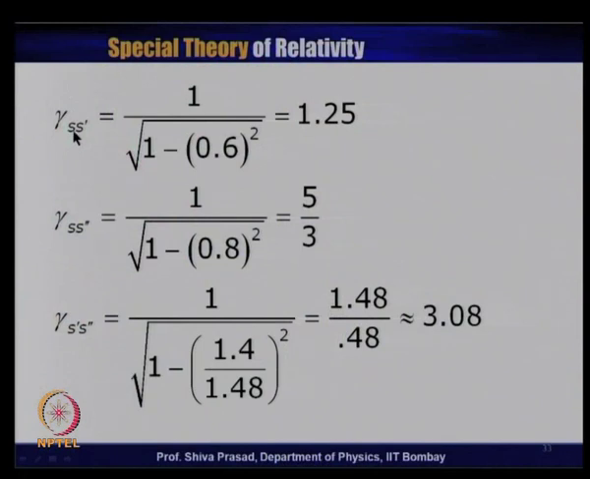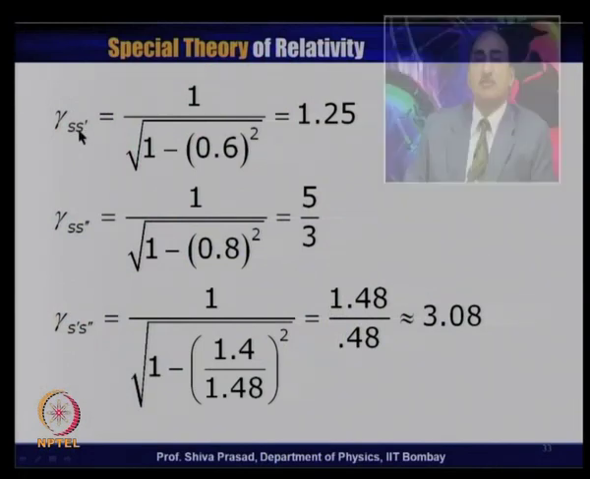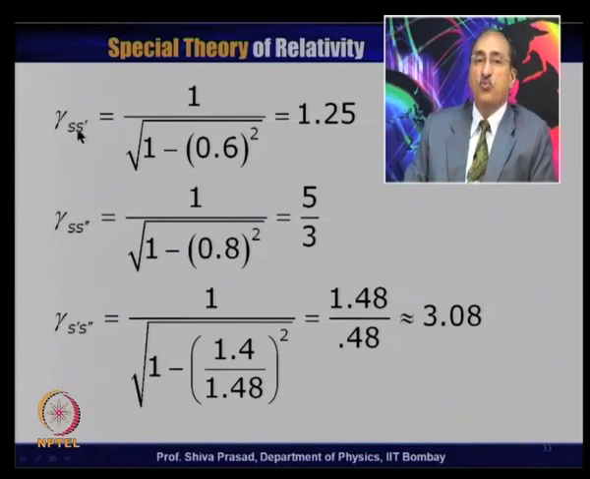So, this is the first equation here, gamma S S prime. It means I am finding out the value of gamma using the relative velocity between S and S prime frame of reference, which is known as 0.6c. And by now, I think you should be comfortable that gamma S S prime will be given by 1 divided by under root 1 minus v square by c square, while v will have to be taken as 0.6c. So, this becomes 1 divided by under root 1 minus 0.6 square, which is 1.25.